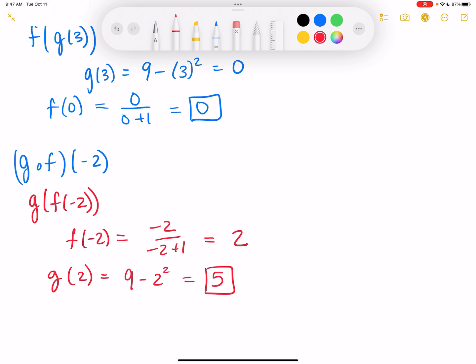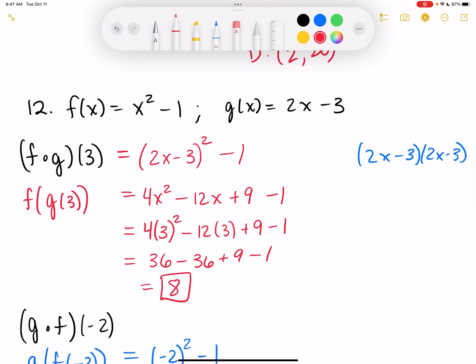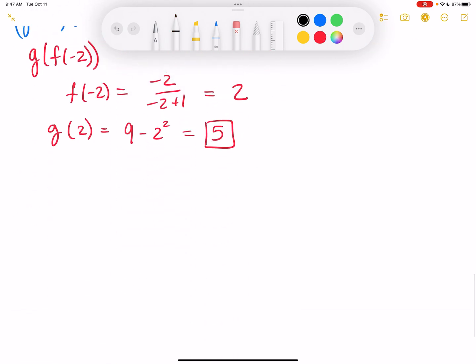So the next one's f of g of x and g of f of x. So there's no numbers to plug in. So this is just plugging a function into a function, which is why I showed you that way to begin with, and didn't let you plug in the number till the end because these next ones don't have a number to plug in.